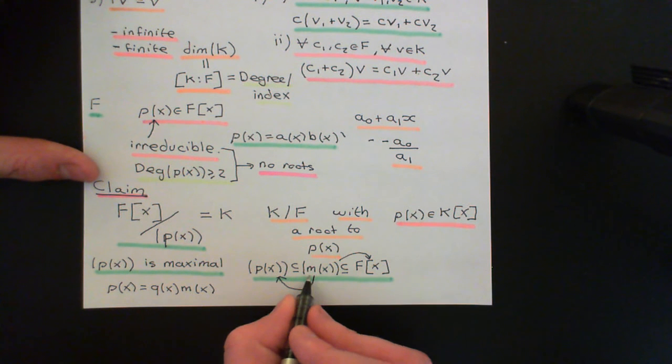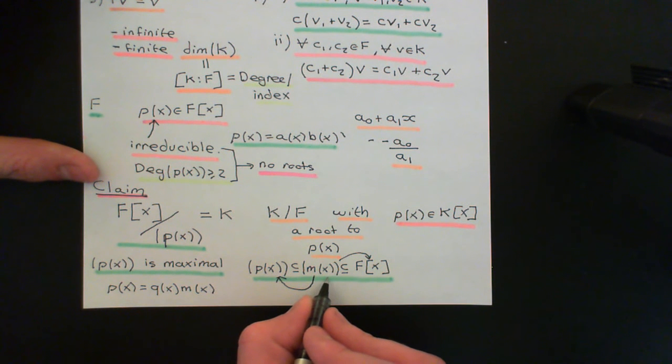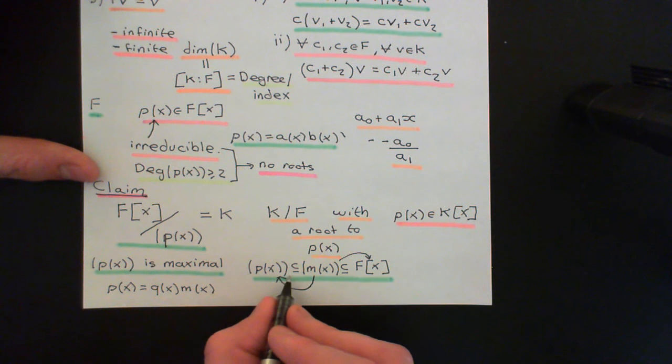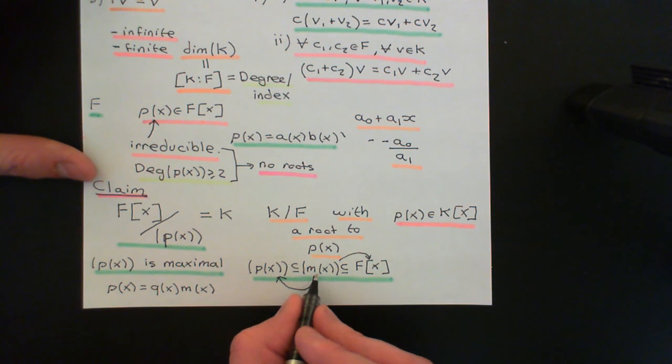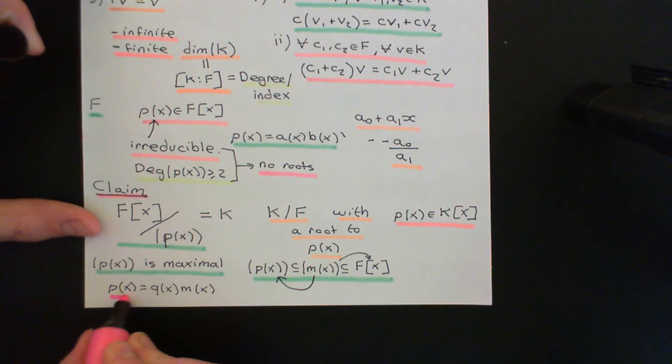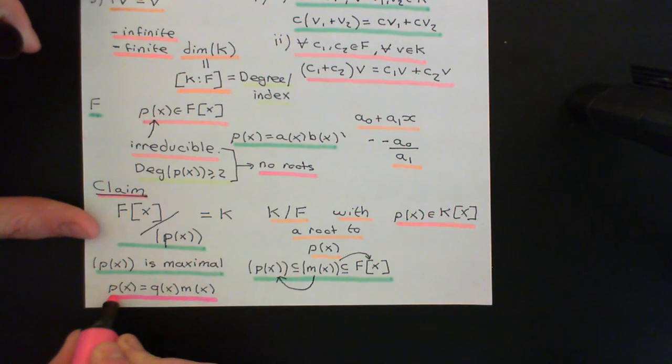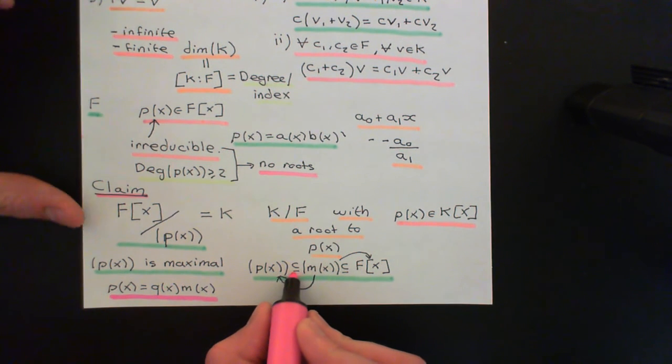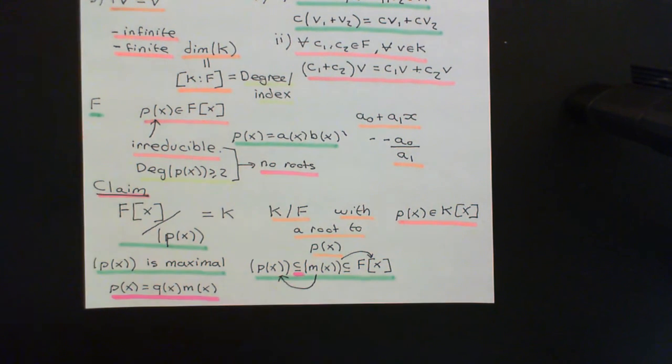Otherwise p of x wouldn't be in the principal ideal generated by m of x, and therefore the principal ideal generated by p of x wouldn't be contained within the principal ideal generated by m of x. Okay, so now I have this line here. That's just from this contained in symbol here.